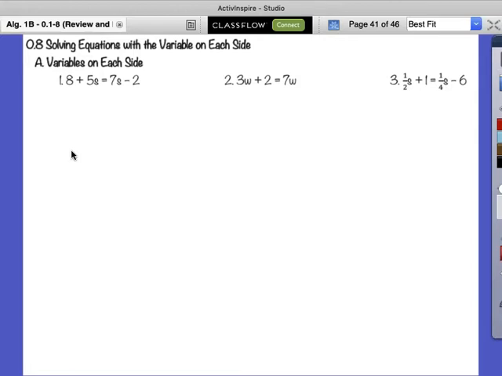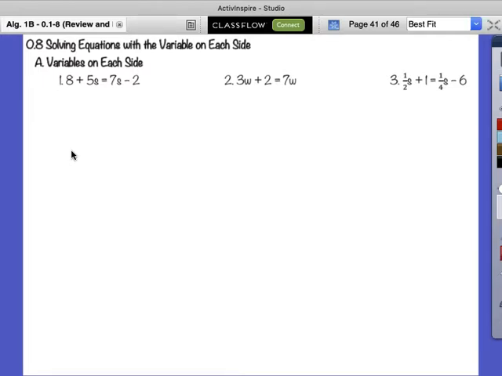Algebra 1B, solve equations with variables on both sides. 8 plus 5s equals 7s minus 2. There's variables on both sides of this. Are we going to freak out? No. Okay, so what do we have to do here?